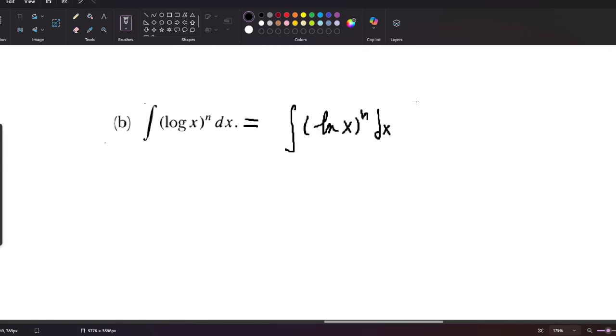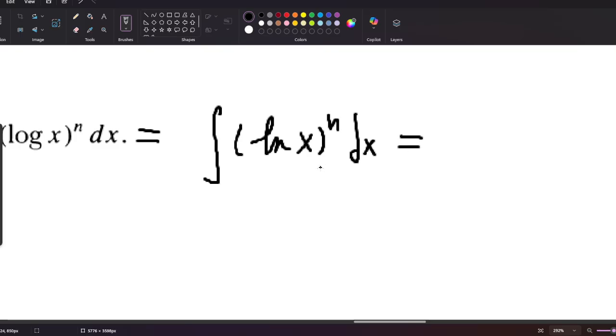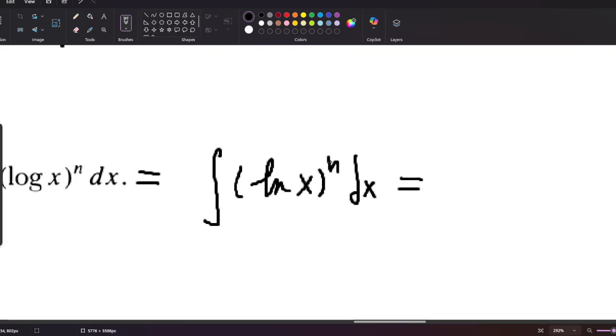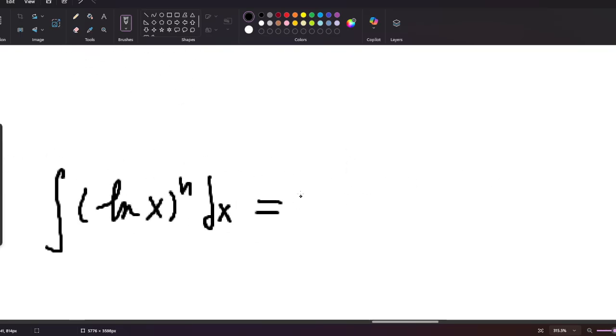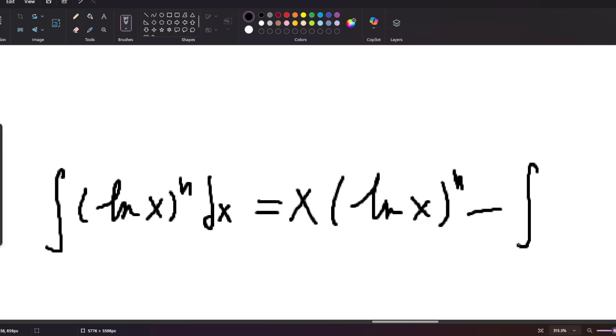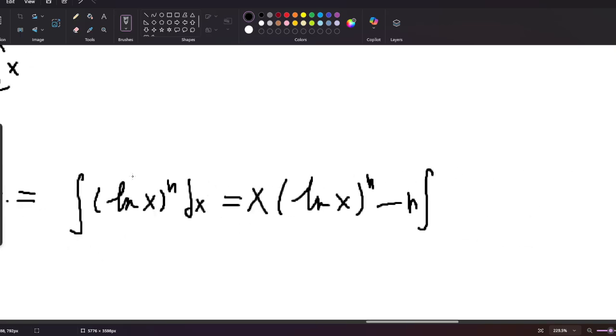So here for u we're going to pick the natural logarithm of x raised to the power of n, and for v we're going to pick x. So x times natural log of x to the power of n, minus the integral. Let's bring out the n right away. The derivative of ln x to the power of n with respect to x is going to be n times ln x to the power of n minus 1 over x.